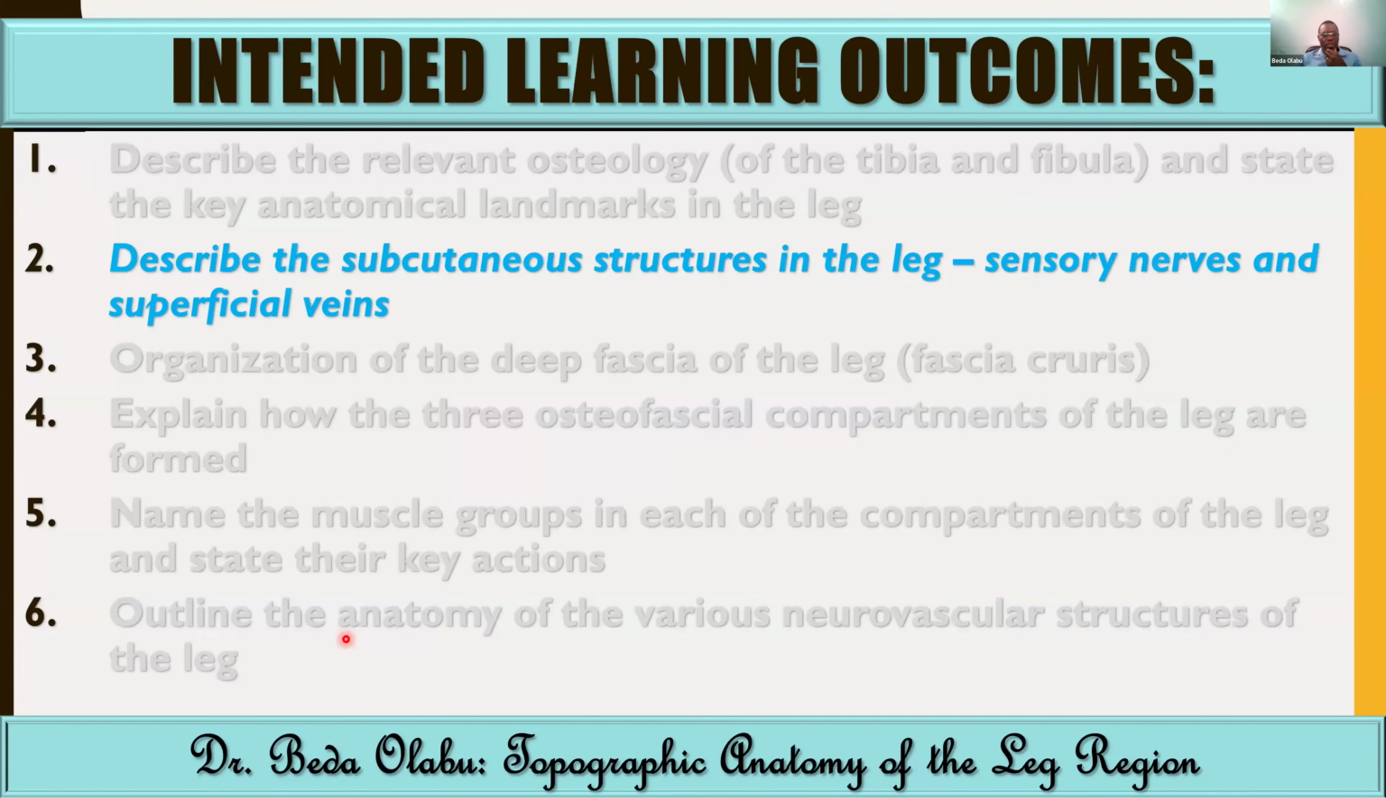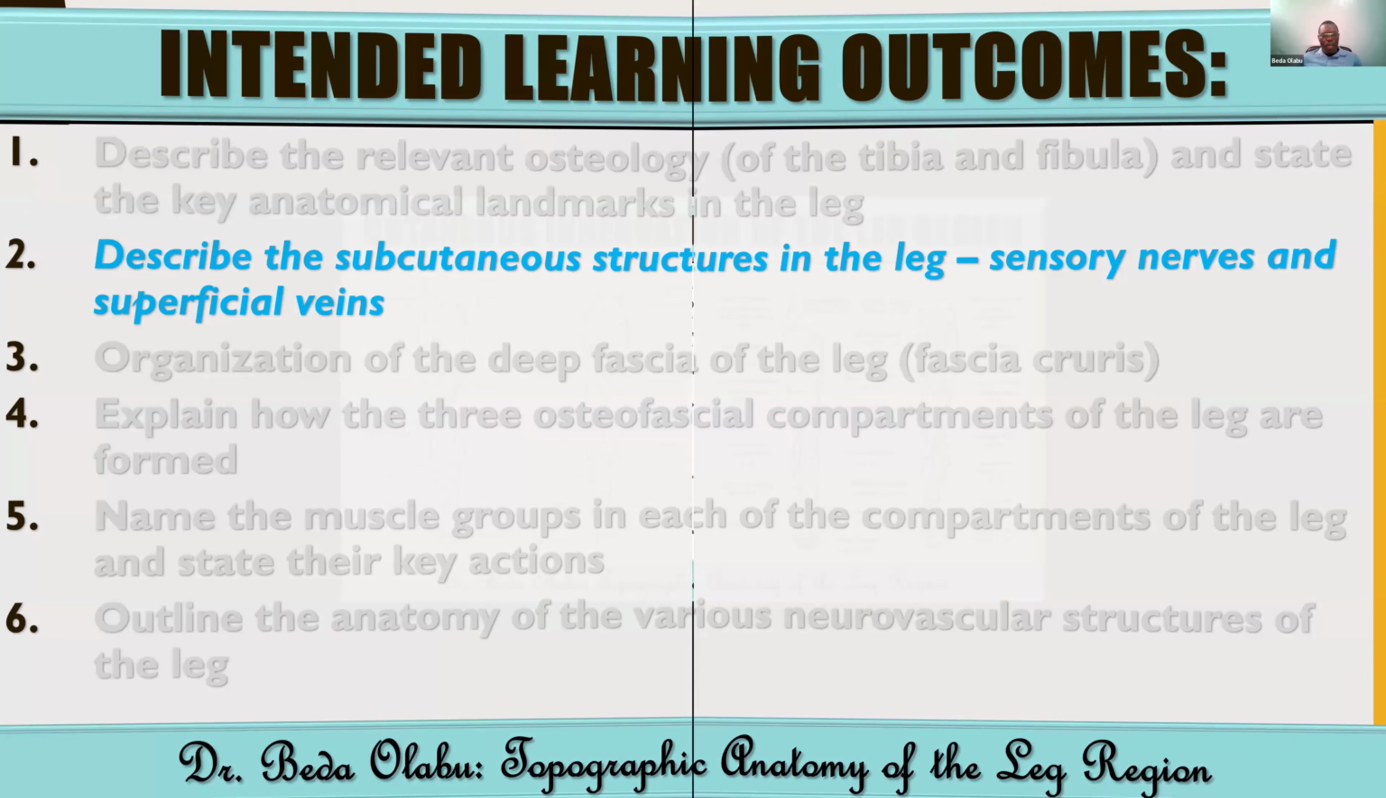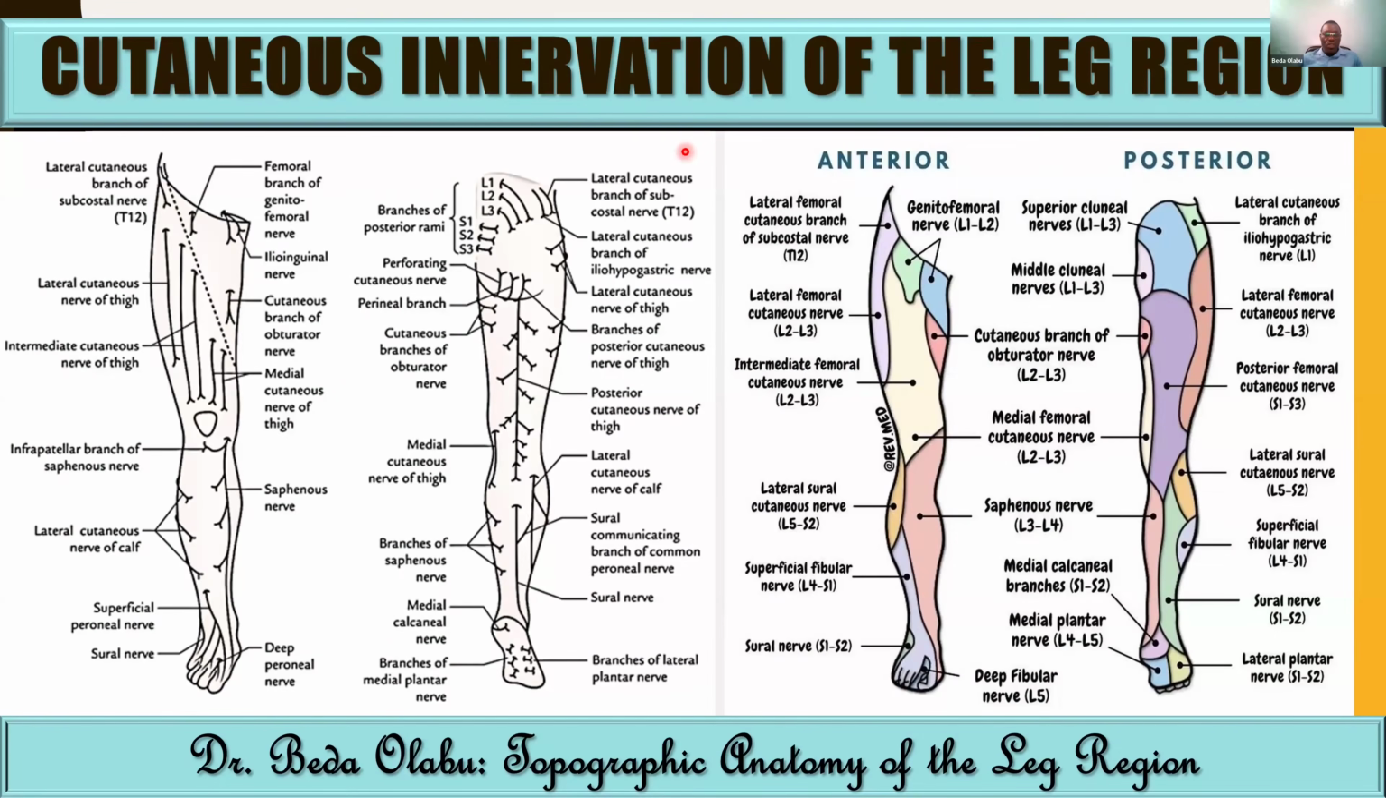Okay, now let's describe the subcutaneous structures in the leg. We'd already talked about this when you're looking at anatomy of the thigh. So I'll just focus on the leg region, starting with the cutaneous innervation of the leg. So medial aspects of the leg will be supplied predominantly by the saphenous nerve.